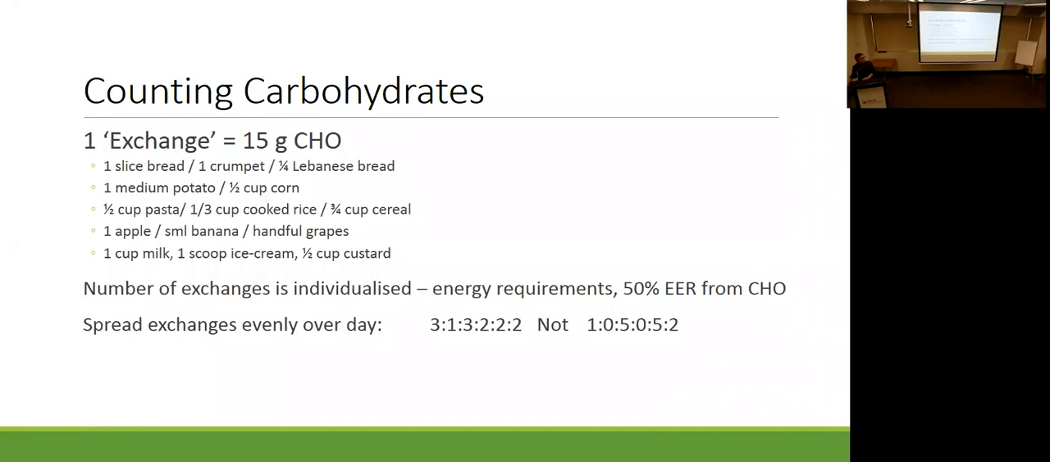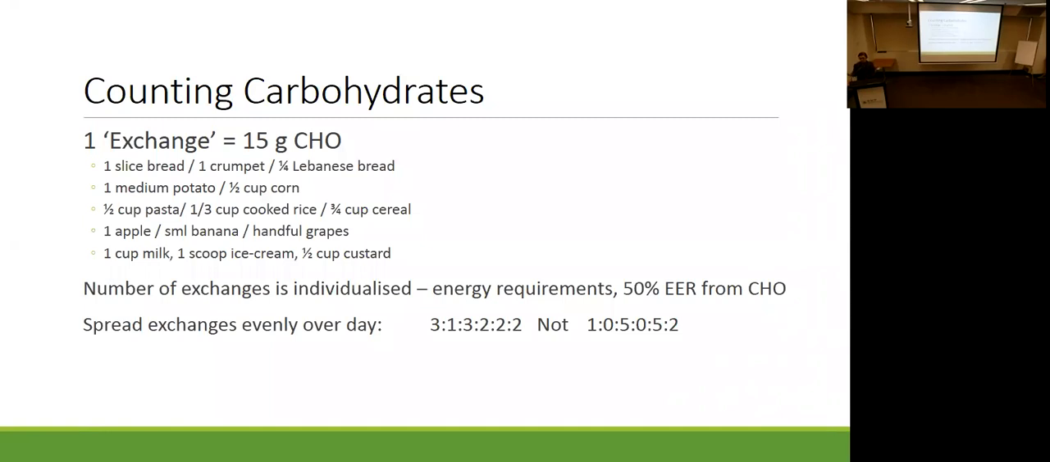Those are exchanges over the day. So there's 3 exchanges in the morning, so for breakfast, 1 at morning tea, 3 at lunch. So it's 45 grams of carb at breakfast, 45 at lunch, 15 at morning tea. So that's how we ideally want to spread out the carbohydrate.